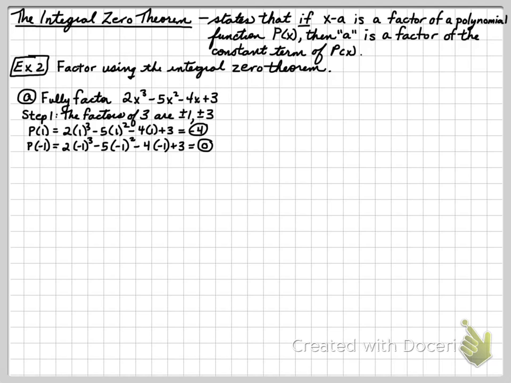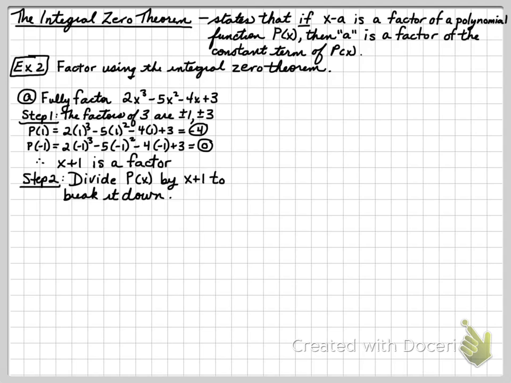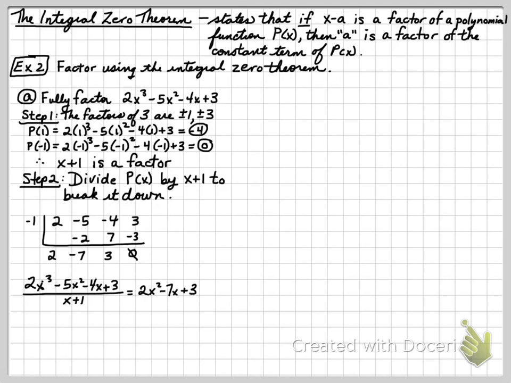Step 2 is to divide this polynomial by x plus 1 to break it down further. If we use our short division from yesterday, you're going to see that negative 1 divides into 2, negative 5, negative 4, and 3, because our remainder is 0. Now we can say our polynomial divided by x plus 1 is 2x squared minus 7x plus 3.